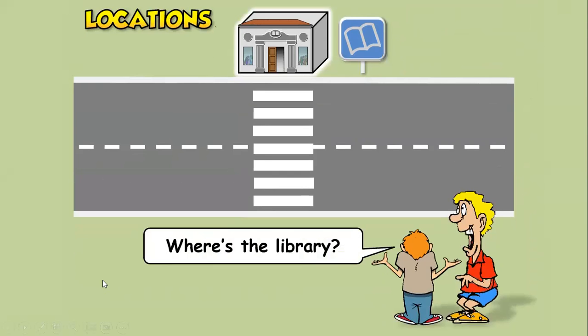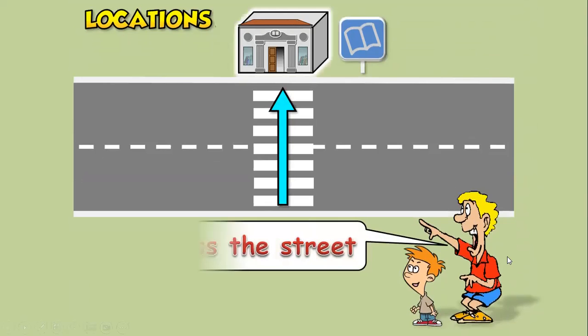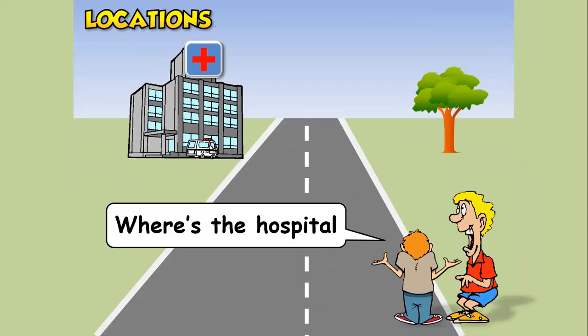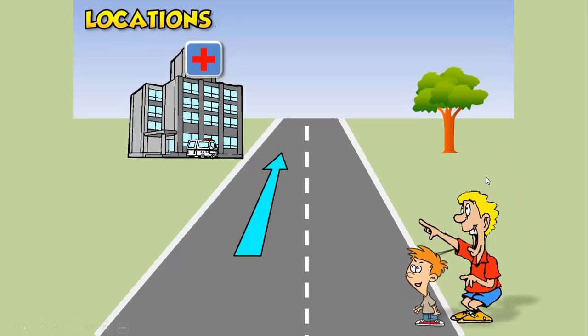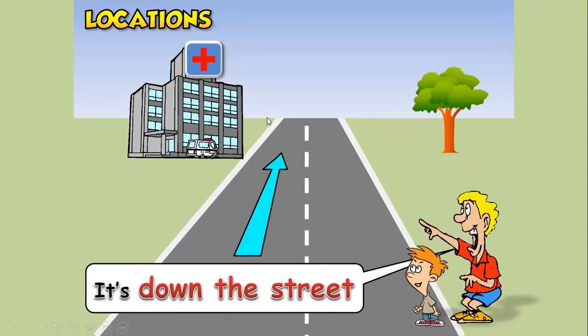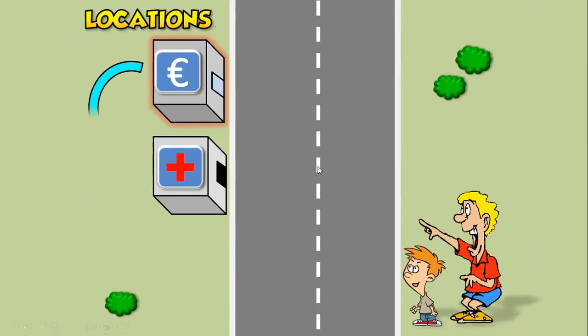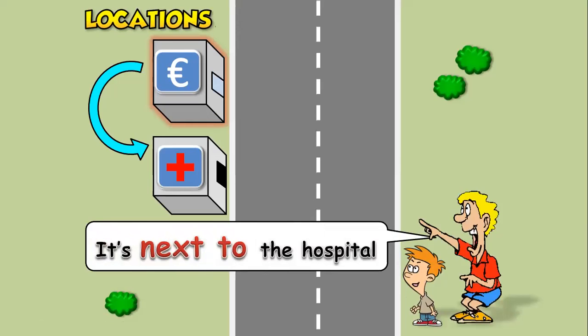Where is the library, everybody? Across the street. Definitely. It's across the street. Where is the hospital? Across, down the street. Okay. Go straight ahead. Well, in this case, it's down the street, al final de la calle. But muy bien, miss. Okay, where's the bank? Next to... Across the street. No. To hospital. Yes, next. Very good. It's next to the hospital. Very good.